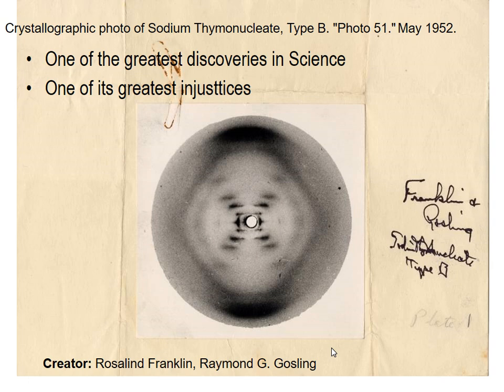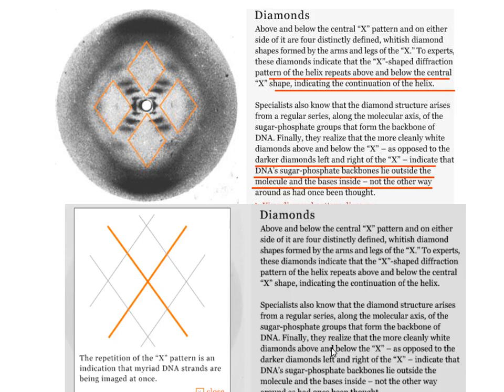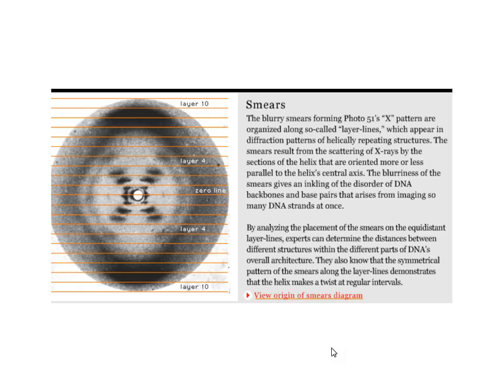Okay, the sugar phosphate molecule is the outside. So from all these, the double helix, normally we make a letter here, the X is the helix. This top diamond is the four diamond, and this is a little bit dark, and this is the phosphate group, and this is the layer, that means the distance of every base pair, and this is the missing layer, that means one strand.